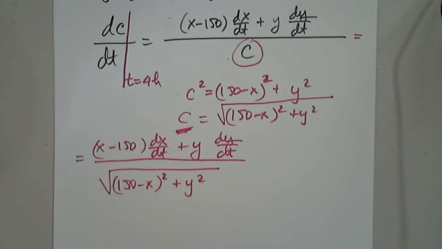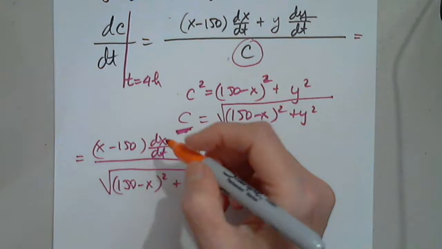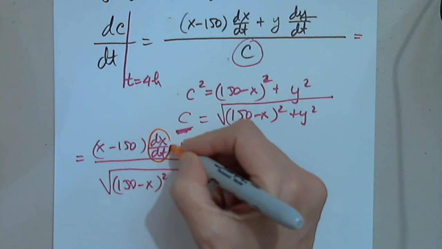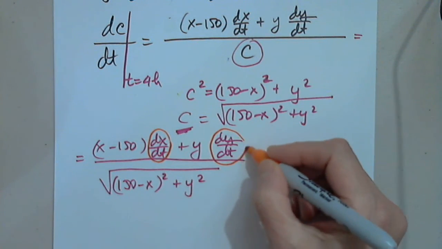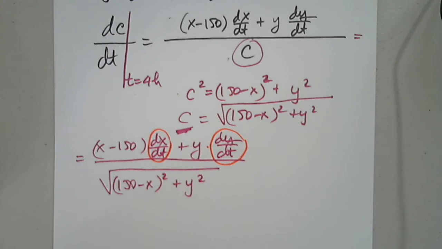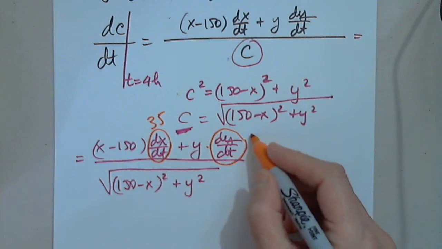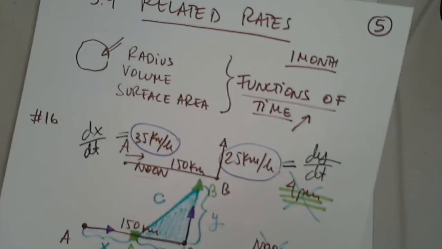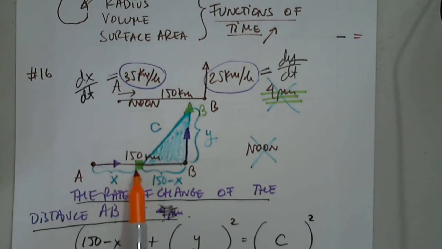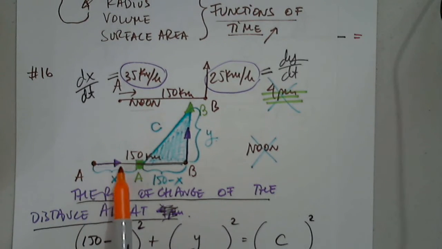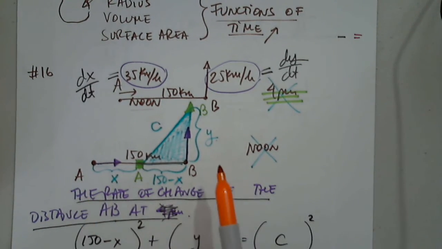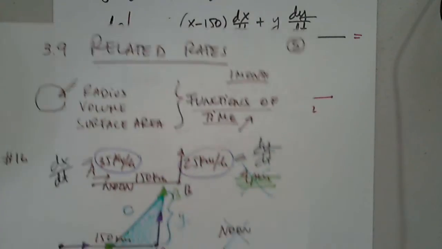At this point, I'll say I have the function, I have all the numbers, I'm going to plug them in. Okay, so what is this? How much is it? And how much is this? dx dt is 35. That's it. And dy dt is 25. Very good. Now, remember what x was. X is the distance covered by A now in 4 hours. And what is y now?